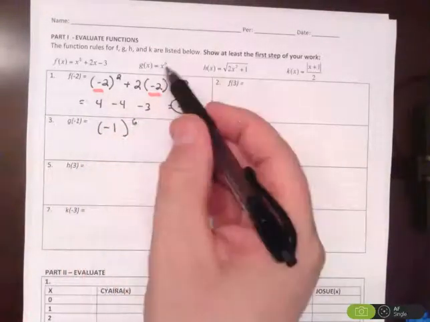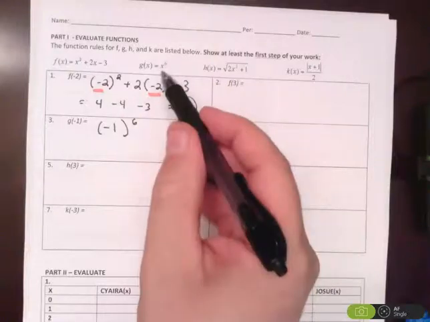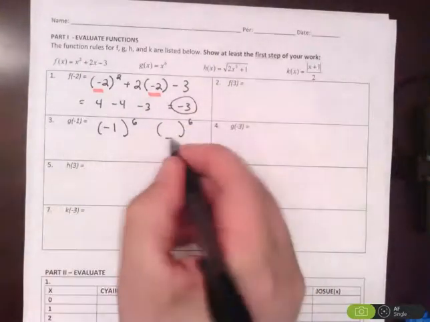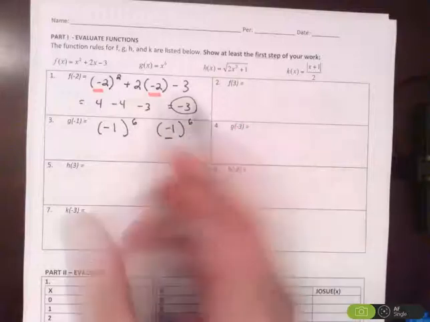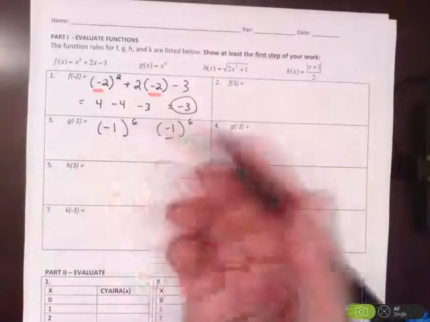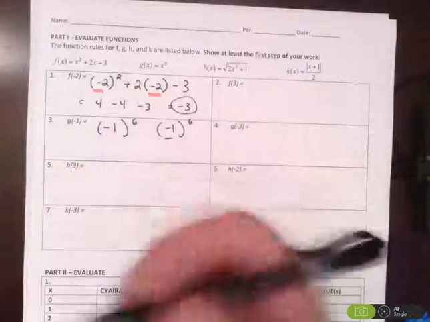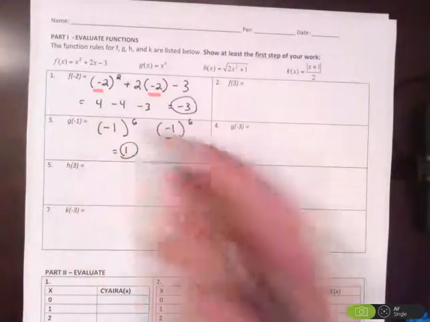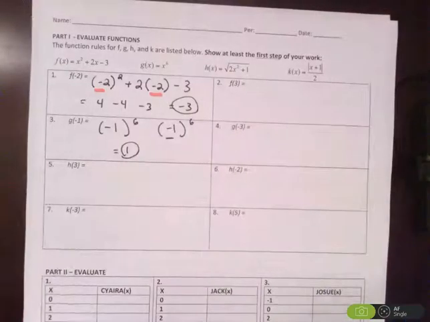Isn't that what we're doing? X to the 6th power. It's blank to the 6th power, and then I just copy this guy in. Any kind of a negative to an even power is just going to be positive. So -1 times -1 times -1 times -1, 6 times, I'm just going to get a 1. Okay, so that's all that's about.